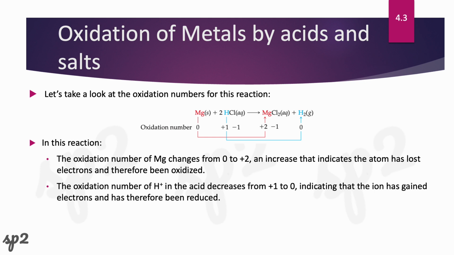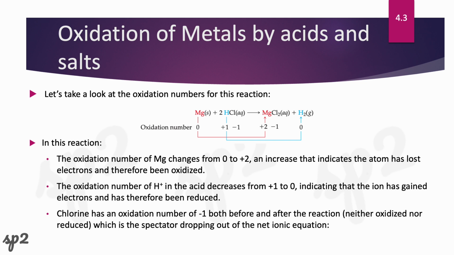On the other side, when you're looking at the proton in hydrochloric acid, you start from +1 and then go to 0 for hydrogen gas, which means that the ion here has gained electrons. And you can say this proton has been reduced, okay? Now, when you're looking at chlorine, on the reactant side we have -1. On the product side, we also have -1. So there's no change in the oxidation number of chlorine.